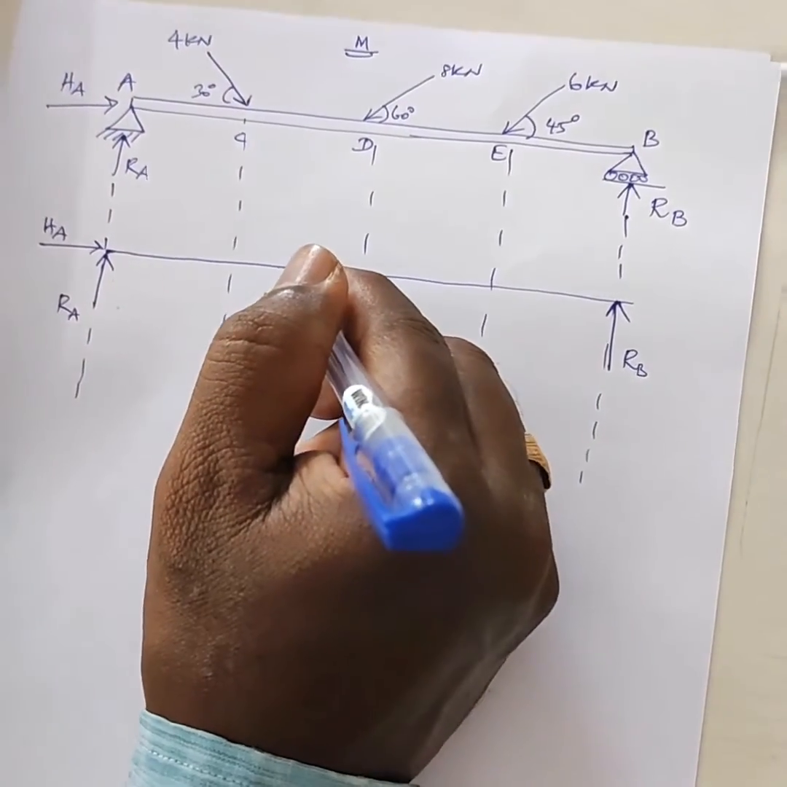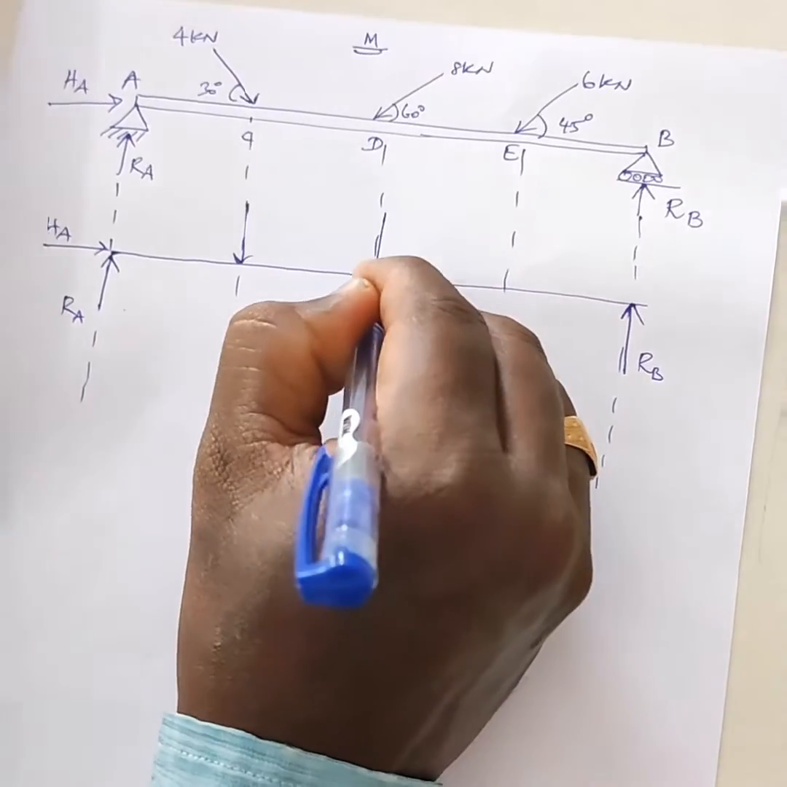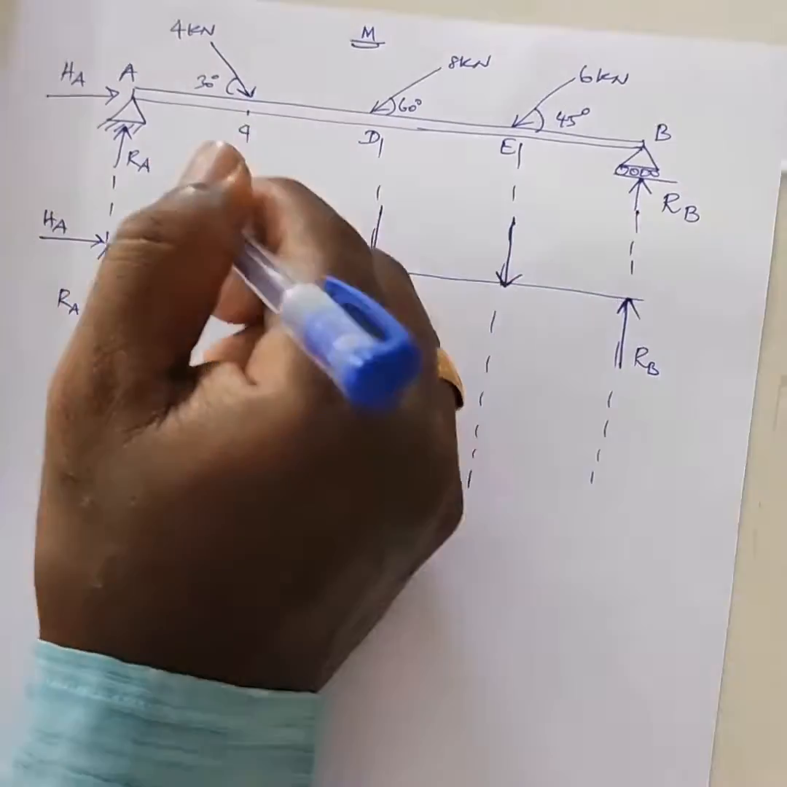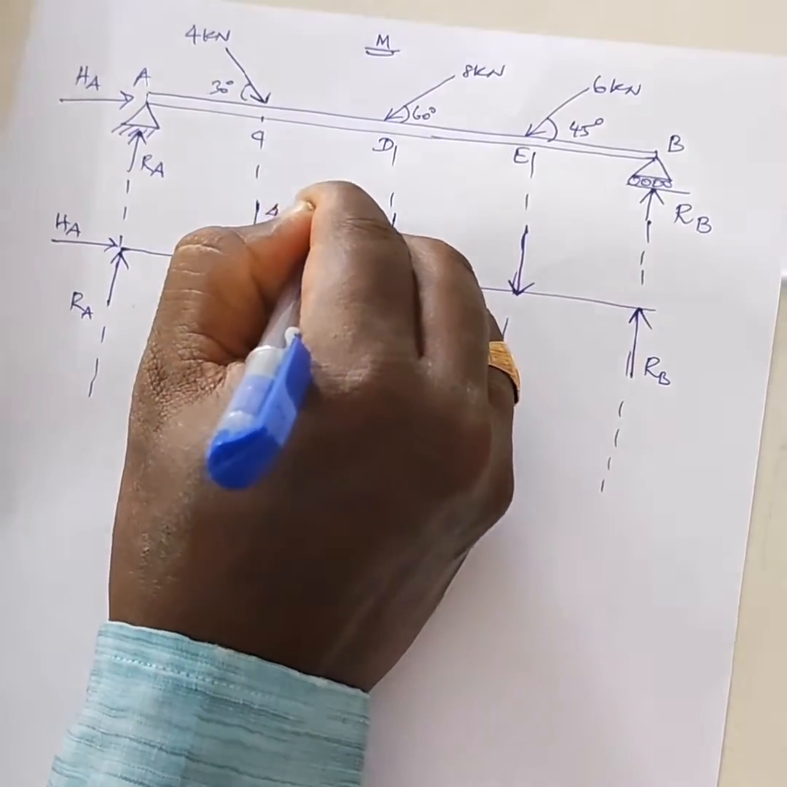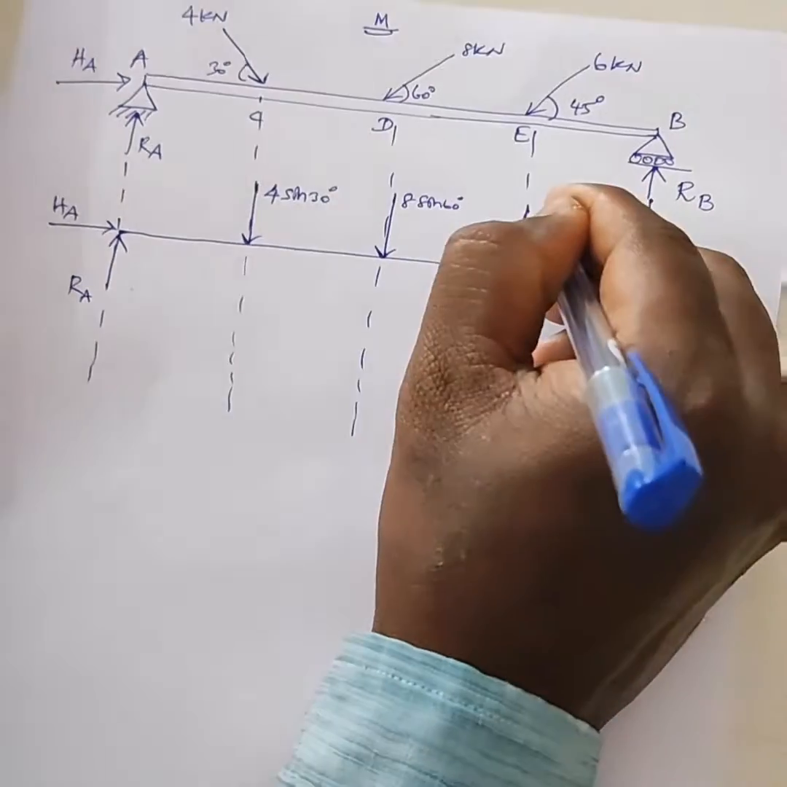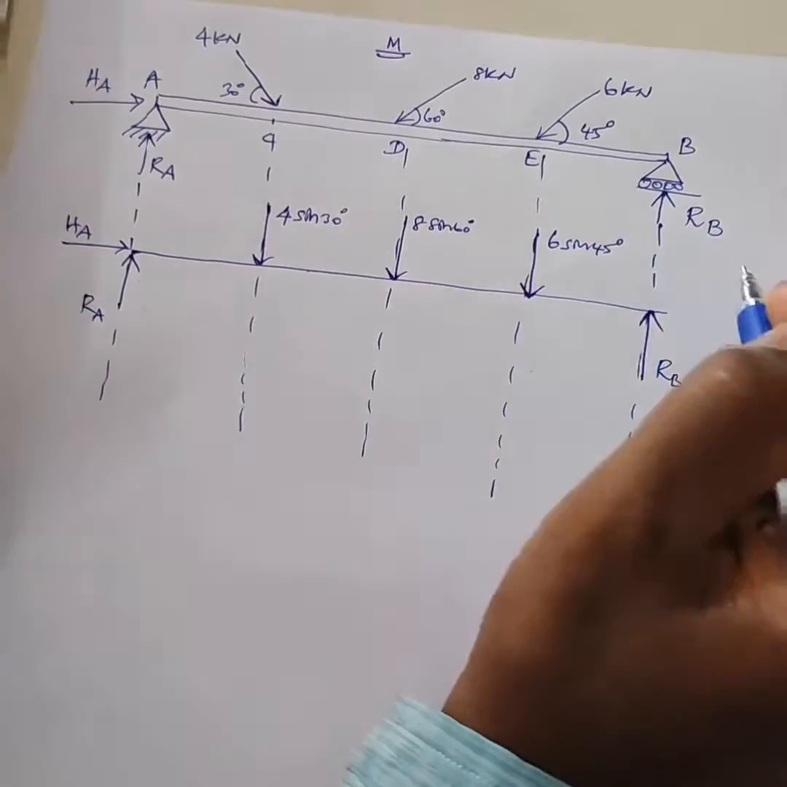Now we want to find the vertical component of each and every point load. By resolving the forces horizontally as well as vertically, you consider only vertical. This is called 4 sin 30, this is called 8 sin 60, this is called 6 sin 45 degree.